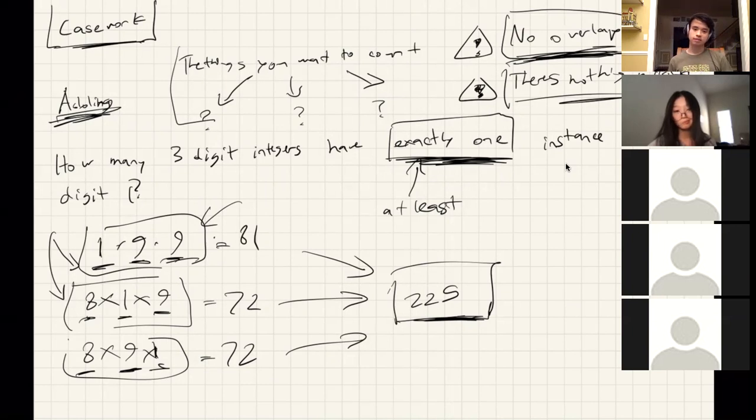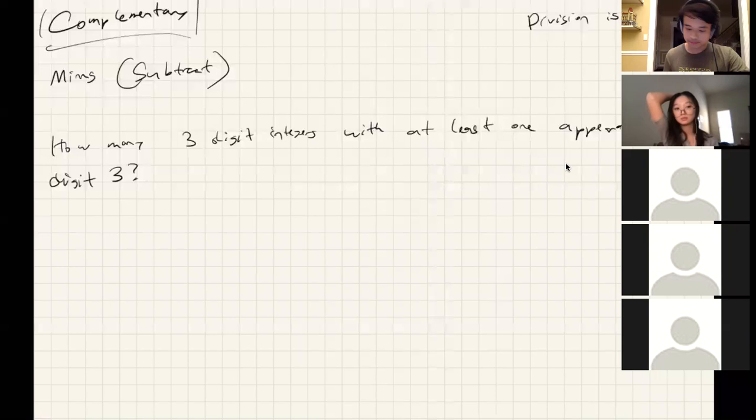At 20, at least one. I really have no clue. I haven't worked out the computation. Okay, here. It's almost the same problem.